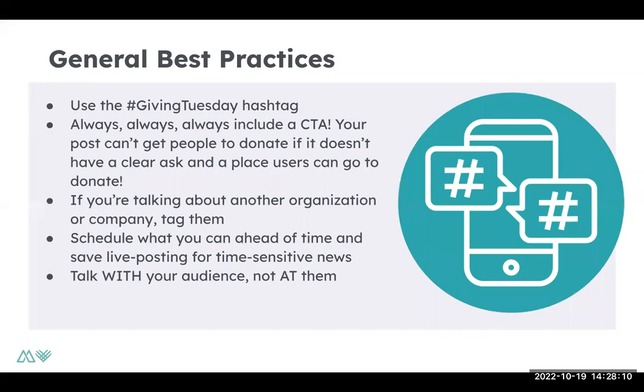So for social media, you want to make sure that you are utilizing the hashtag Giving Tuesday on Twitter, on Instagram, on Facebook, and you always want to have a CTA. A CTA stands for a call to action. So what are you asking people to do in your post? Having a long paragraph with no clear call to action is not helpful for users who are scrolling or looking at your post. You want to make sure that it's very clear. Are you asking them to donate? Are you asking them to share? Are you asking them to go to your page? What is the action that you're calling them to do? And you want to make sure it's clear and concise.